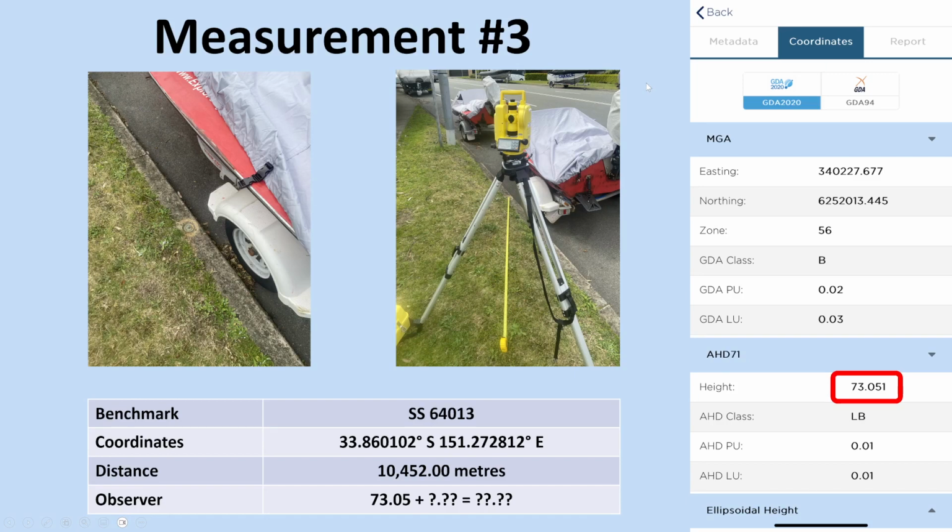All right, measurement number 3, and this one was a little over 10 k's away from the tower, and according to Metabunk, the drop on this one should be about 7.35 meters. Problem was that when I arrived, there was a little boat parked right up on the curb, and I couldn't actually set up the theodolite over the benchmark.